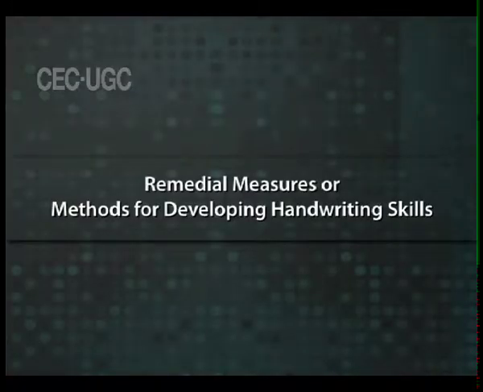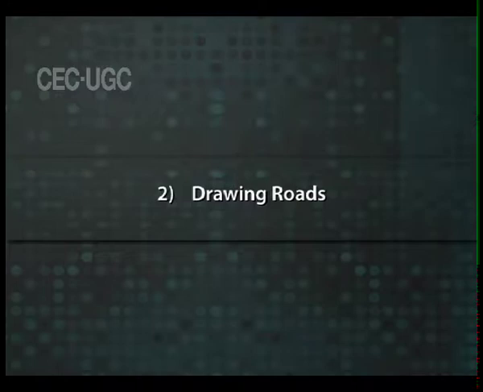Remedial measures are methods for developing handwriting skills. Tracing folds. The teacher should instruct the children to fold a paper into various patterns such as squares, rectangles, etc. Then the paper should be unfolded and the child should trace with his index finger the remaining traces of the fold.